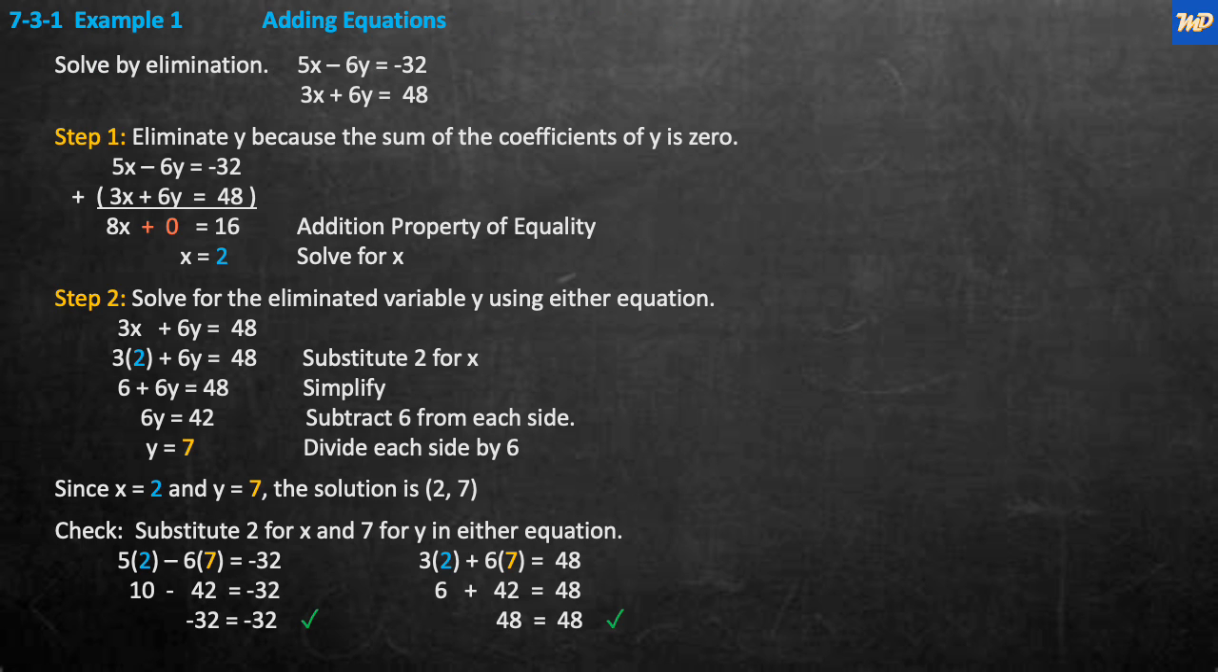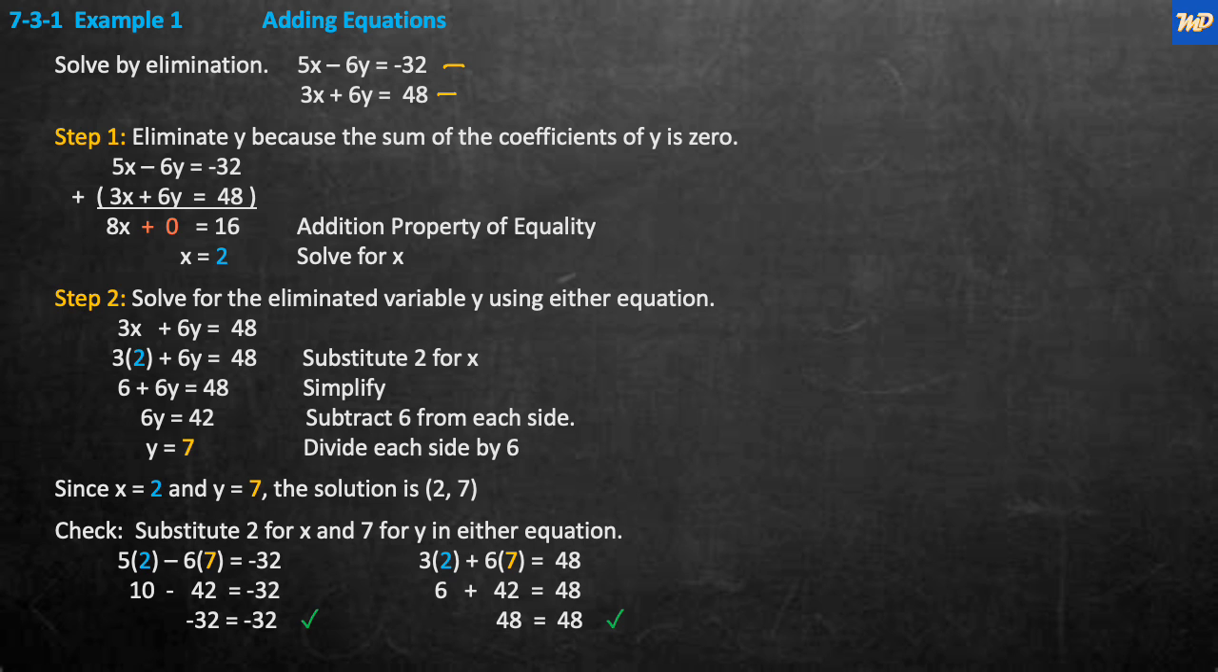Okay, example 1. Let's look at adding equations. How would we add equations to solve a system? So it says here, solve by elimination. So we're going to solve the system of equations right here: 5x minus 6y is equal to negative 32, and 3x plus 6y is equal to 48. We're going to solve these in a way that we'll have a solution that will satisfy both of these equations, and make them true.